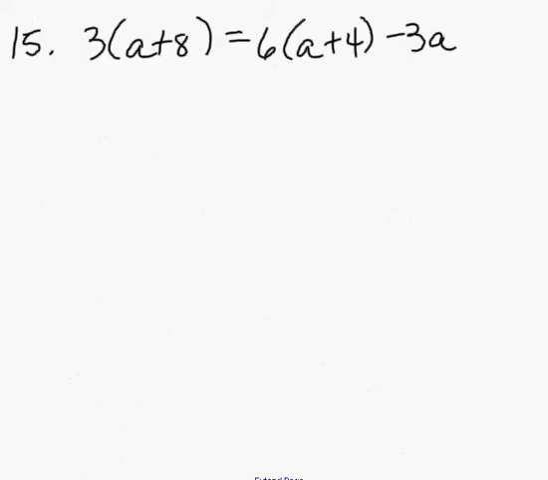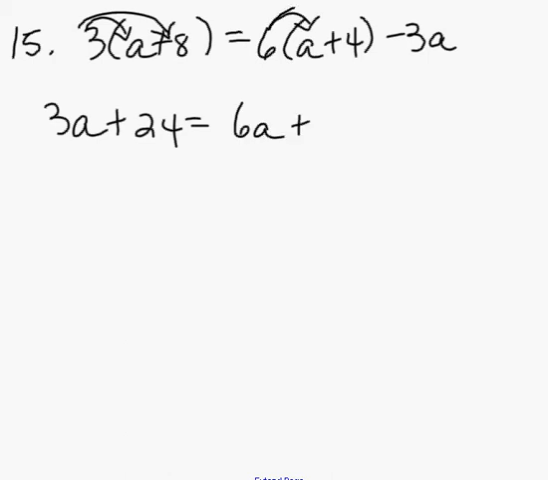Okay, for number 15, I have 3 times the quantity a plus 8 equals 6 times the quantity a plus 4 minus 3a. So the first thing I'm going to do is the distributive property. 3 times a is 3a, plus 3 times 8 is 24, is equal to 6 times a is 6a, plus 6 times 4 is 24, and then write down your minus 3a.